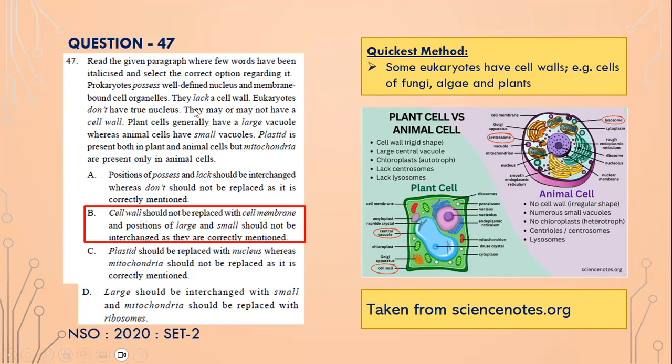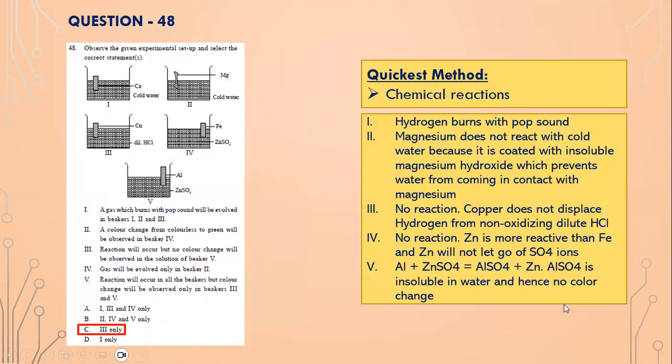Okay, so eukaryotes may or may not have a cell wall, because some eukaryotes have cell walls. Example, cells of fungi, algae, and plants, they do have cell walls. And plant cells have got large vacuoles. So the central vacuole is a large vacuole, whereas animal cells have got a small vacuole. The small pink thing is a small vacuole. Again, this image is taken from science.org.